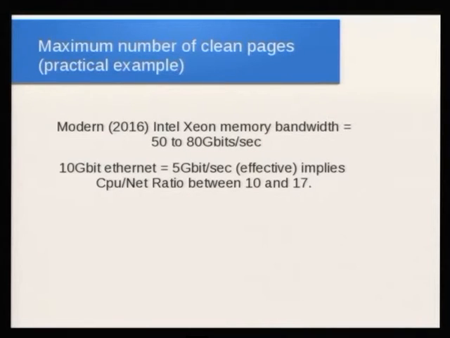So a practical example of ratio is: modern Intel Xeons have 50 to 8 gigabits per second memory bandwidth, and with like 10 gigabit Ethernet, rounding down to an effective 5 gigabit, would give you a CPU net ratio between 10 and 17.